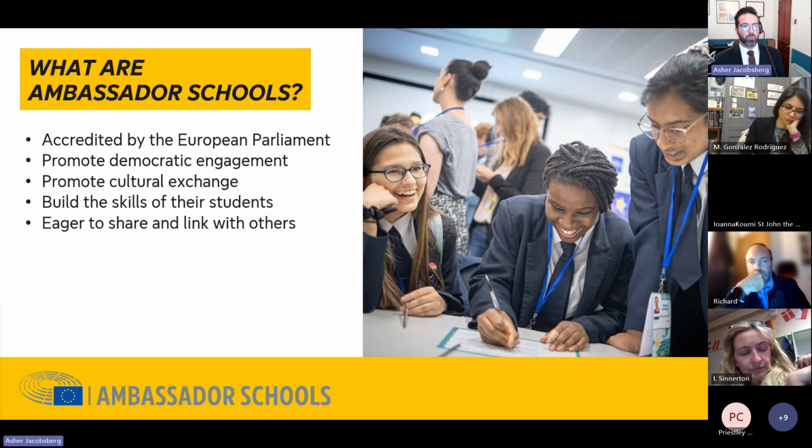And this is a program which is about promoting that and promoting European values, promoting British values, which coincide so closely. And so we're looking for schools that are willing to share what they're doing with one another, and willing to learn from one another, and ideally to network together.